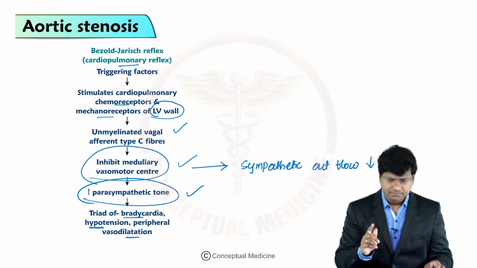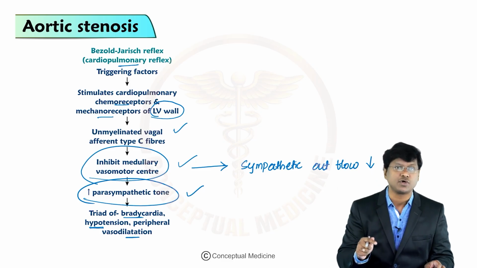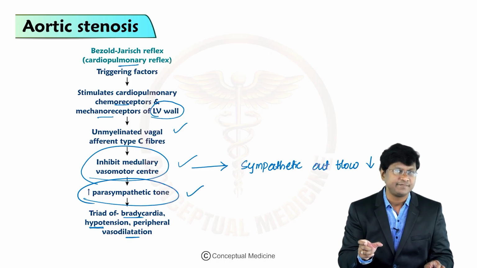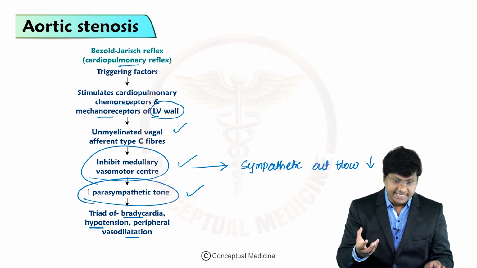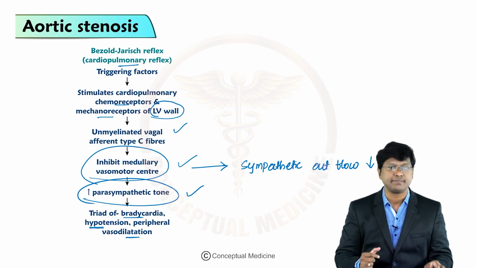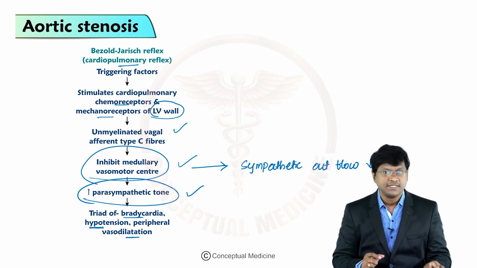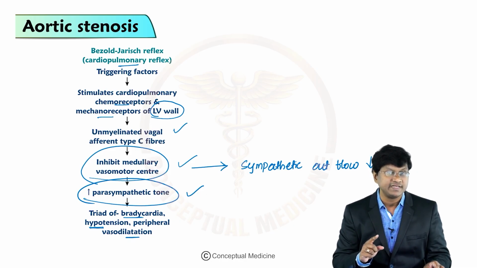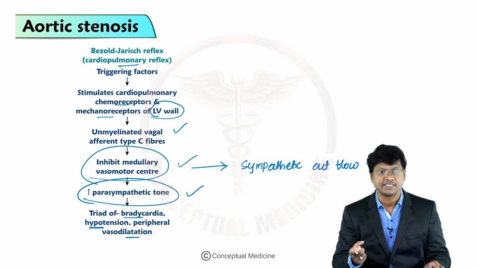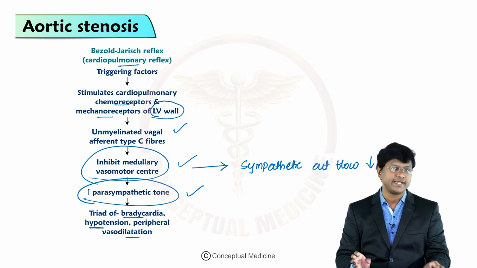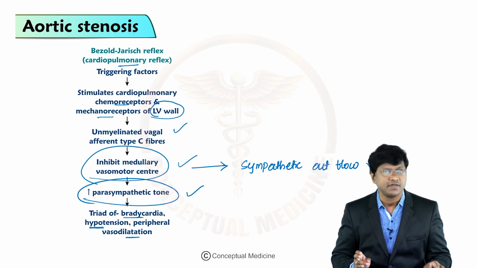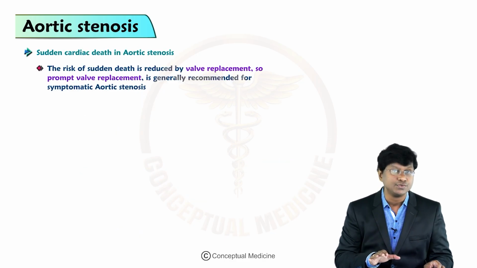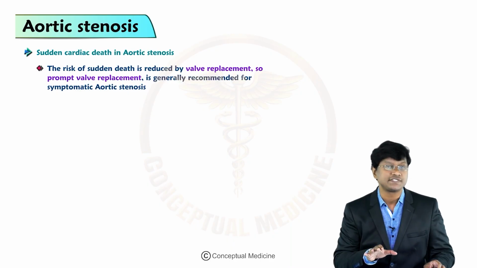So please remember, stimulation of the Bezold-Jarisch reflex is one of the causes of sudden cardiac death in patients with aortic stenosis. So what happens here? In the hypertrophied left ventricle, there will be stimulation of the chemoreceptors and mechanoreceptors in the left ventricular wall, and that will cause stimulation of the vagal afferent type C fibers, which will cause inhibition of the medullary vasomotor center, and there is an increase in the parasympathetic tone, and that will lead to a triad of bradycardia, hypotension, and peripheral vasodilatation.